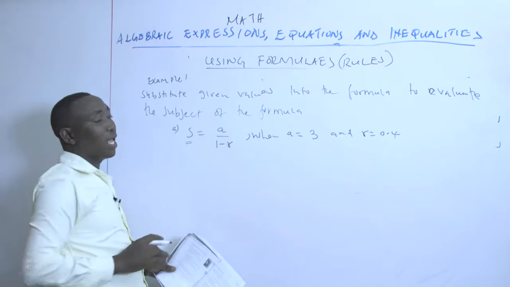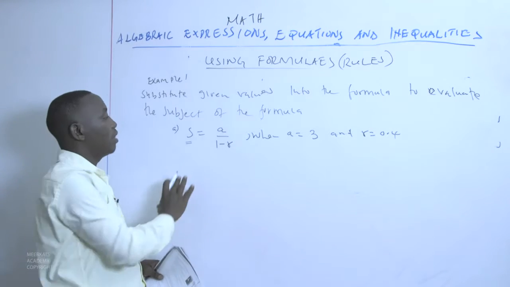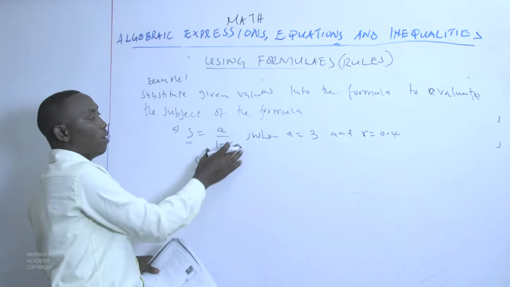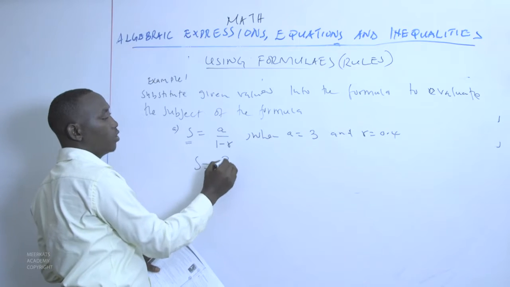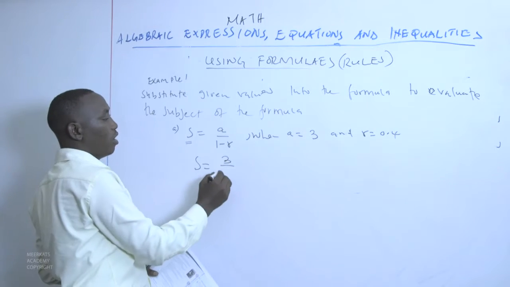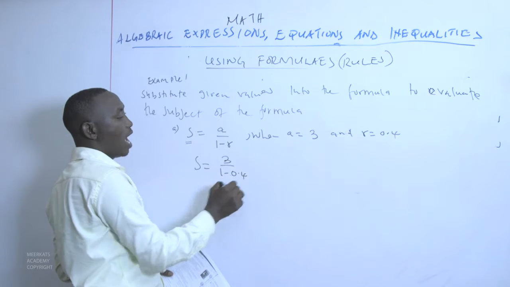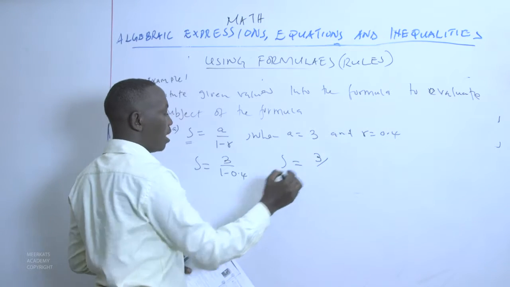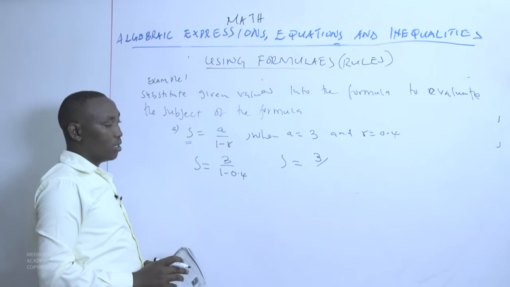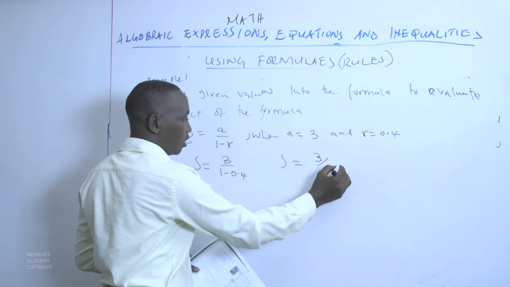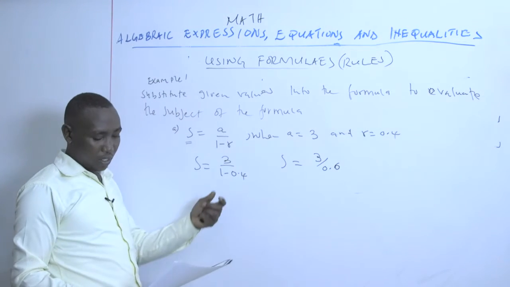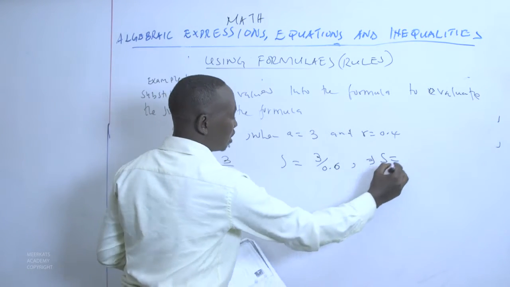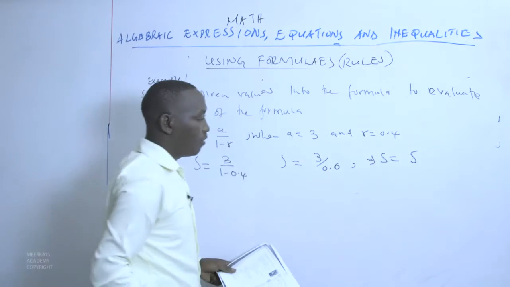So you can see that S is on one side of that particular equation, and therefore S is what we call the subject of the formula. So if you want to get the value of S, we'll make the substitution. A, you have been told, is 3. So you substitute A with 3 all over 1 minus the value of R, which is 0.4. Now this will give you that S is equals to 3 divided by, when you subtract 0.4 from 1, you will get 0.6. And when you divide 3 by 0.6, you'll discover that the value of S is going to be 5.